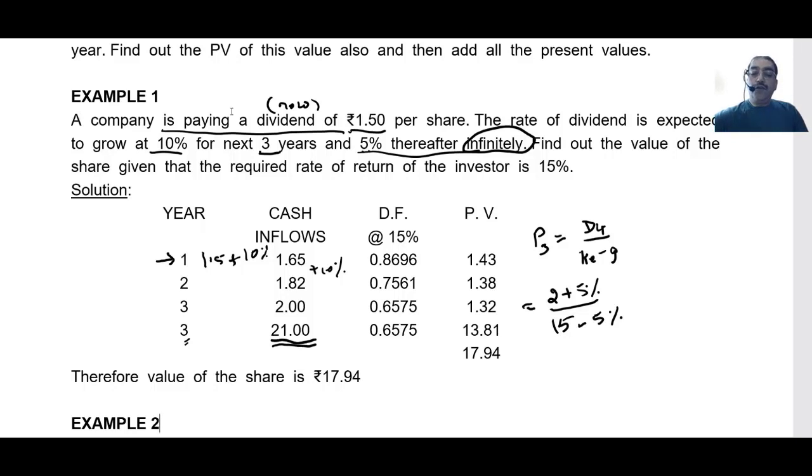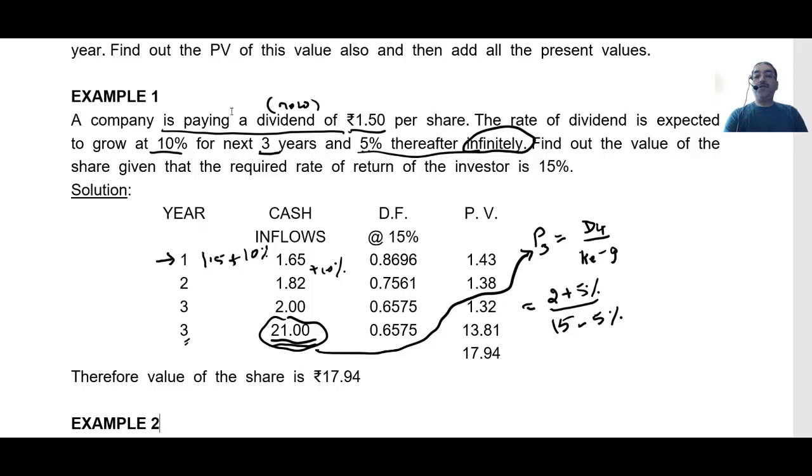If you calculate this now, use a calculator. 2 plus 5% is 2.1, divided by 10%. That is 21 rupees. So 2.1 divided by 10% is 21 rupees. That is how I've got this. Have you understood how to calculate this 21?